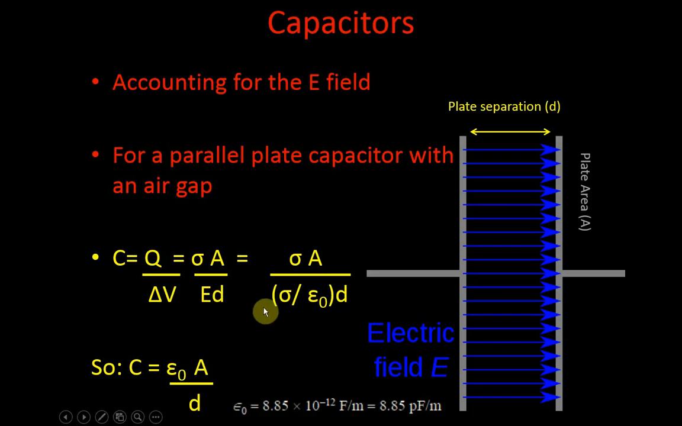We can redefine E in terms of sigma, the charge per unit area, over the permittivity of free space, epsilon 0. If we use this for E and we use this definition for Q, then we can say sigma A over sigma over epsilon 0 D. Well, we can cancel sigma. This will come to the top here, and we'll end up with a new definition for capacitance, where C is epsilon 0 A over D. Remember, the epsilon 0, or permittivity of free space, is 8.85 times 10 to the minus 12 farads per meter, or 8.85 picofarads per meter.